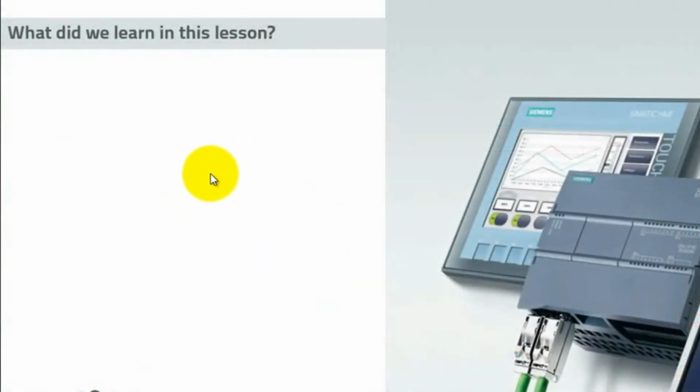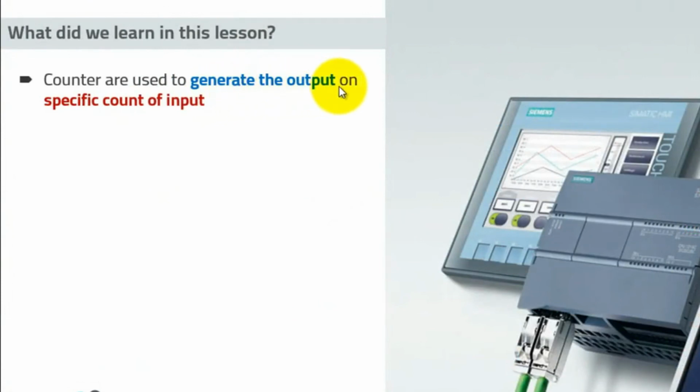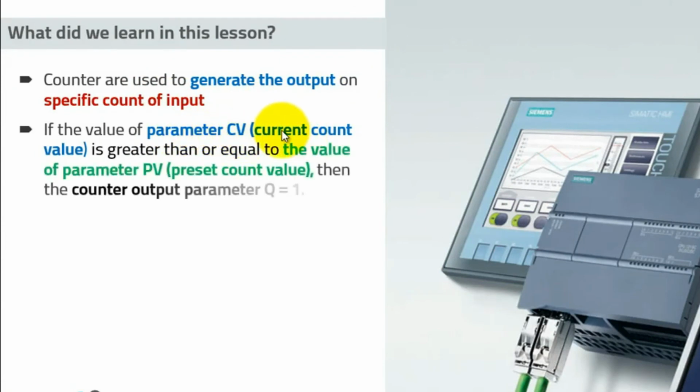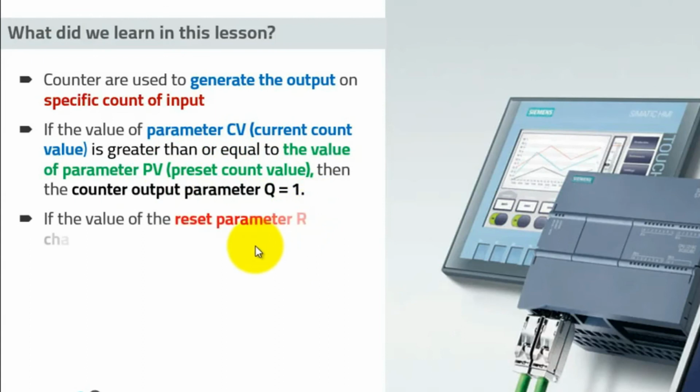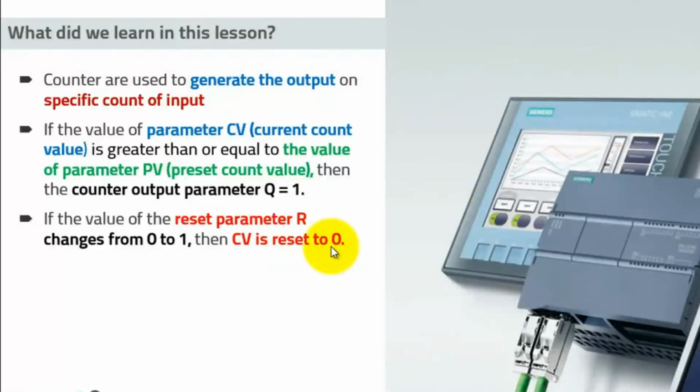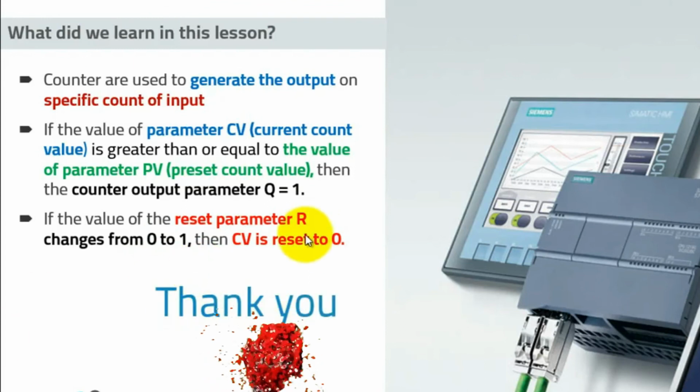So let's review what we learned in this lesson. Counters are used to generate the output on a specific count of inputs. Okay, if you have a preset value of 3, the counter will generate output at 3 or more than 3. If the value of parameter CV, current count value, is greater than or equal to the value of PV, then the counter output parameter Q is equal to 1. As we have seen, if CV is greater than or equal to PV, we have the output. This is what it says. If the value of reset parameter R changes from 0 to 1, the CV is reset to 0. Yeah, because we use reset to reset the counters, so CV will reset back to 0. Okay, so this is all about the counter count up.